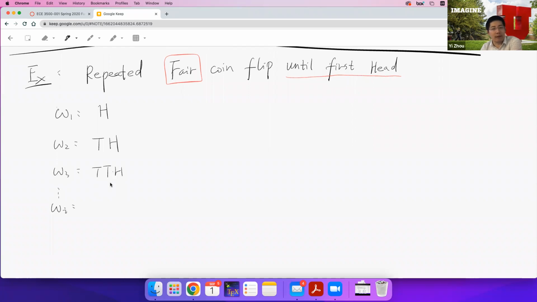We can find infinitely many such outcomes. The ith outcome, omega i, is simply that we observed all tails in the previous i minus 1 trials, and then in the last trial, we observed the head. These are all the possible outcomes where we flip the coin repeatedly until we observe the first head. So the omega space is simply the collection of all these omega i's. That's all the possible outcomes.